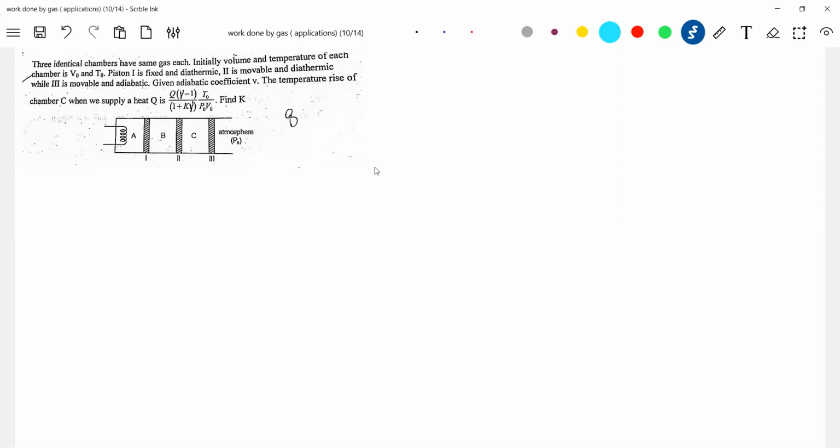Read the question, draw the diagram. It is asking, what is the temperature rise of chamber C when we supply Q heat? Okay, we'll do one thing. We'll find out the total Q heat supplied by the heater coil. Then identify what process the gas will undergo in each part. Finally, I think this is what we have to check for it. Okay, let me get the diagram.